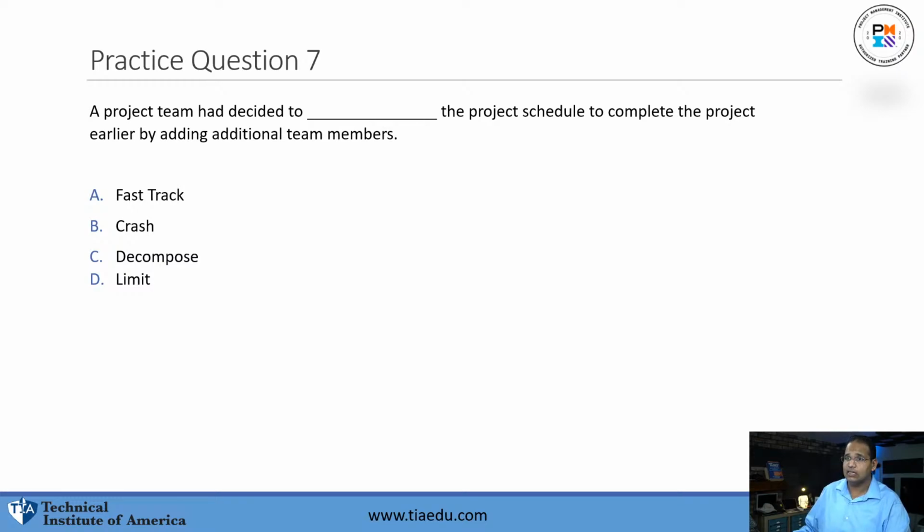All right, guys, here we've got a fill-in-the-blank question. Let's see how to do it. I thought this one was pretty easy. A project team has decided to blank the project schedule to complete the project earlier by adding, keyword, adding additional team members. What answer did you guys get? This one was pretty easy. By adding additional team members. What answer do you guys have?